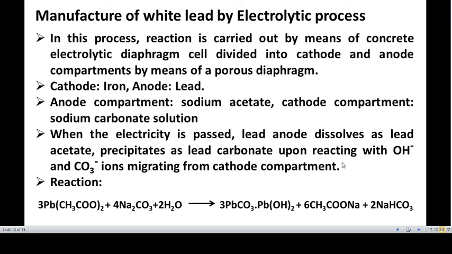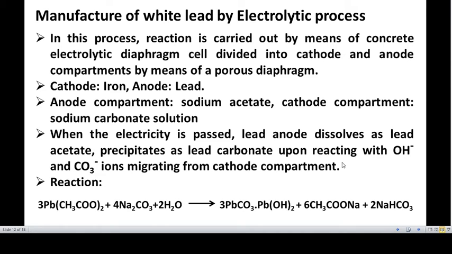In the electrolytic process, the cathode material is iron and the anode material is lead, and in the anode compartment the electrolyte taken is sodium acetate, and in the cathode compartment the electrolyte taken is sodium carbonate solution. Now what we have to do is pass an electric current.